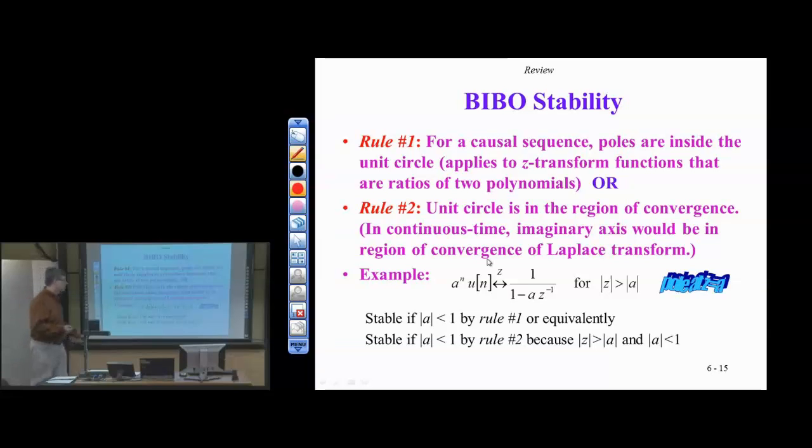Here's an example, and we're going to apply both rules to it. It's what I asked you in the previous slide. So take a first order infinite impulse response filter and apply the rule. It's a first order system, one pole location, pole at z equals a. The inverse Z transform gives us the impulse response a to the n times step n. This has to hold for any value of a.